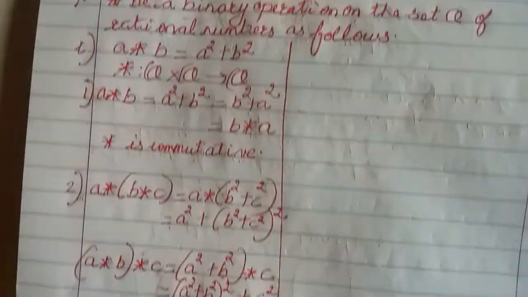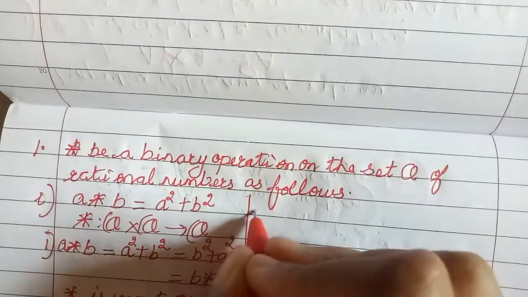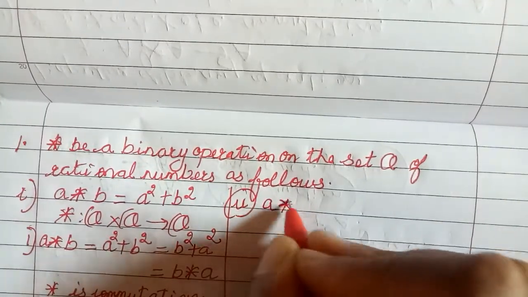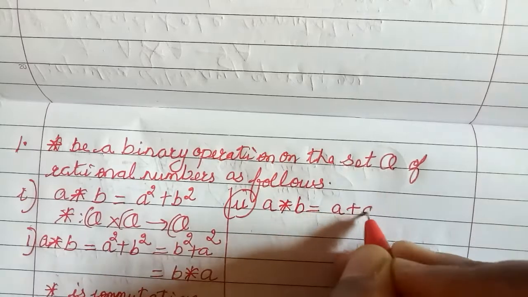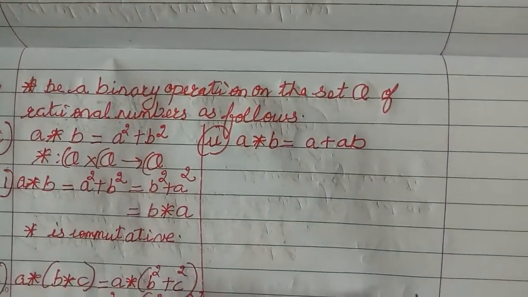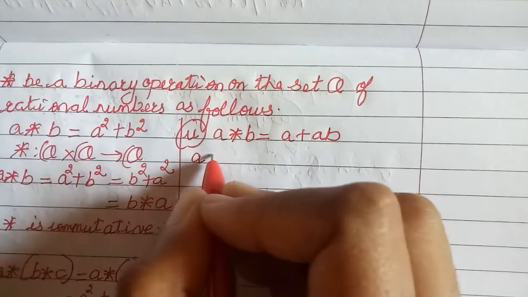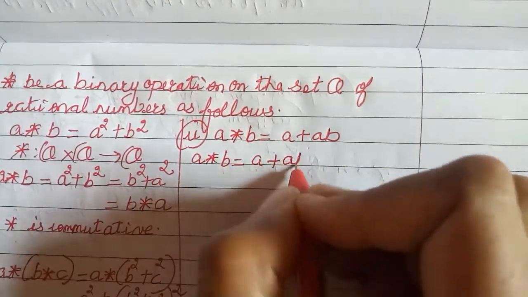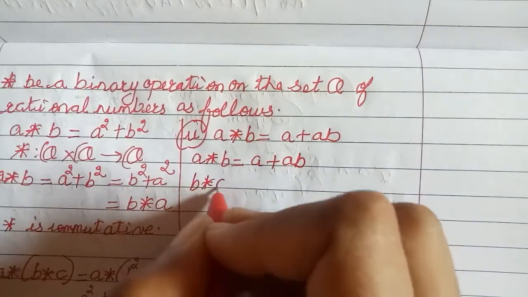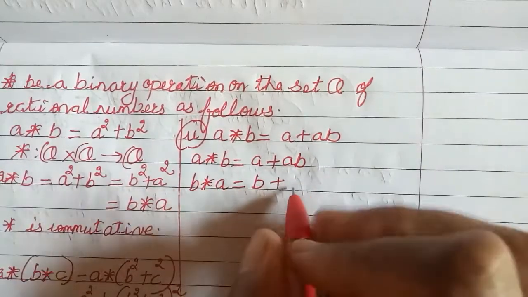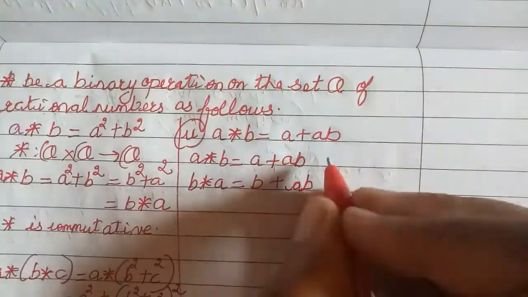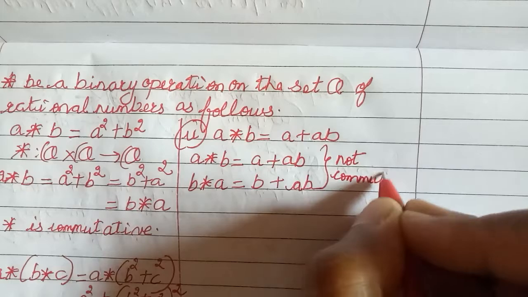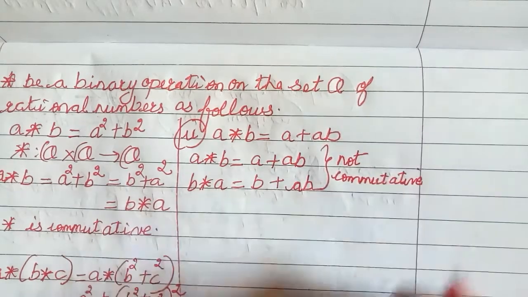Okay. Let's go for the second one. Let us take A star B as A plus AB. So what is A star B? By definition, it is in the rationals, A plus AB. B star A is the first term plus the product of the first and second. Are they the same? No. So it is not commutative, because A star B is not the same as B star A.